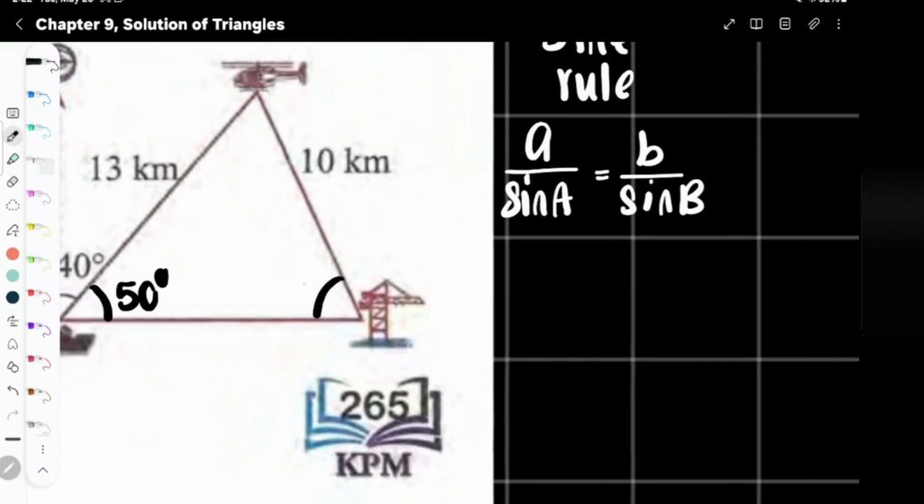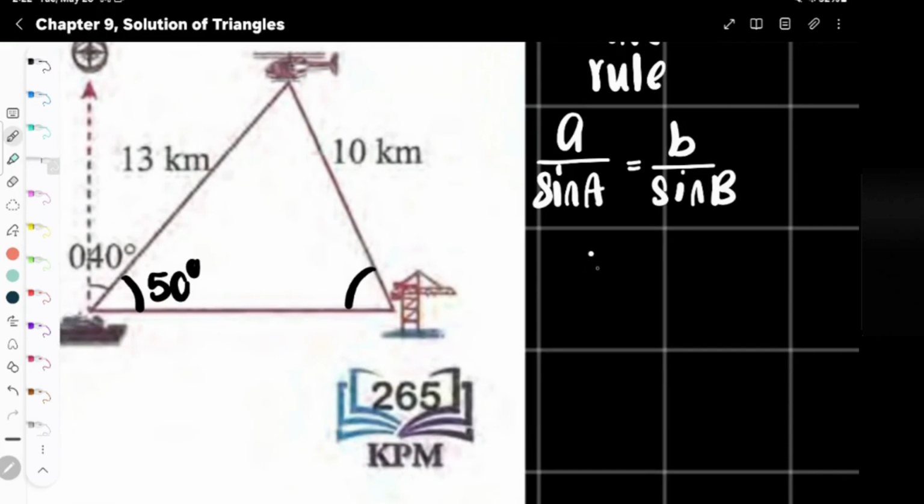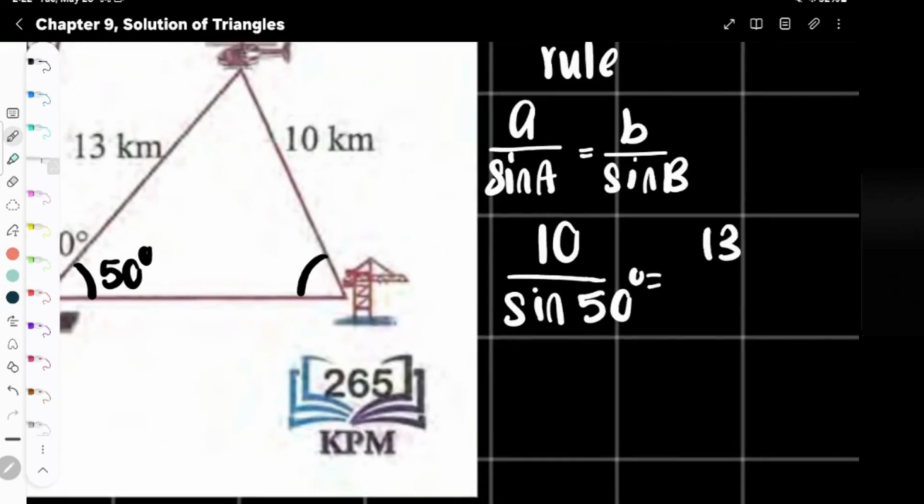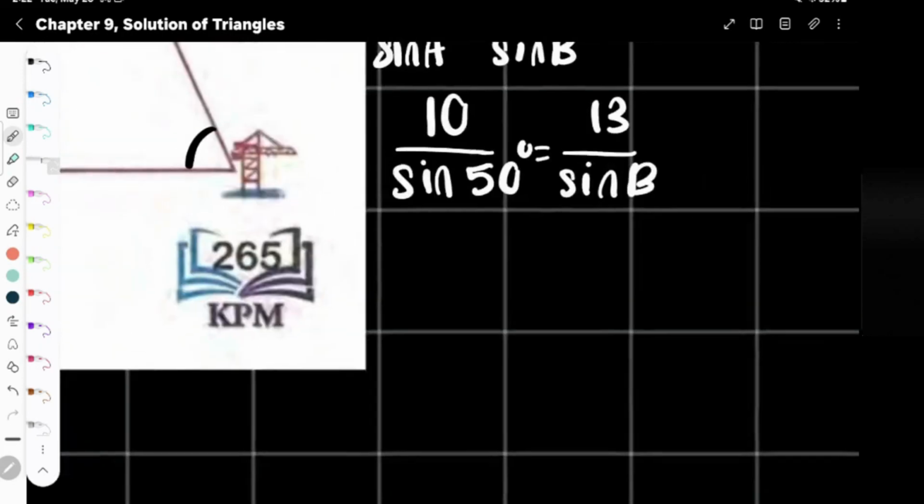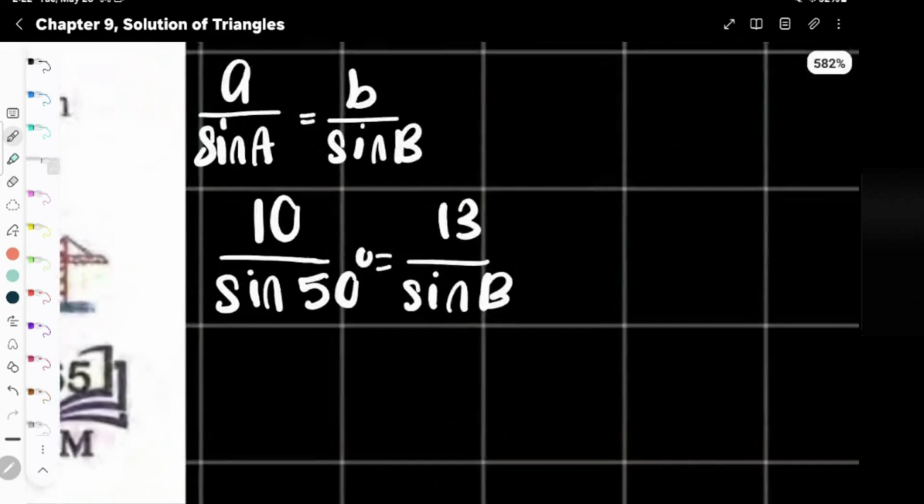If I say this is a, then this will be A. If I say this is b, then this will be B. Just do the opposite. So a will be 10, and then sine A is 50, and then b, we choose 13, and then sine B. So now we can just solve this using your calculator.